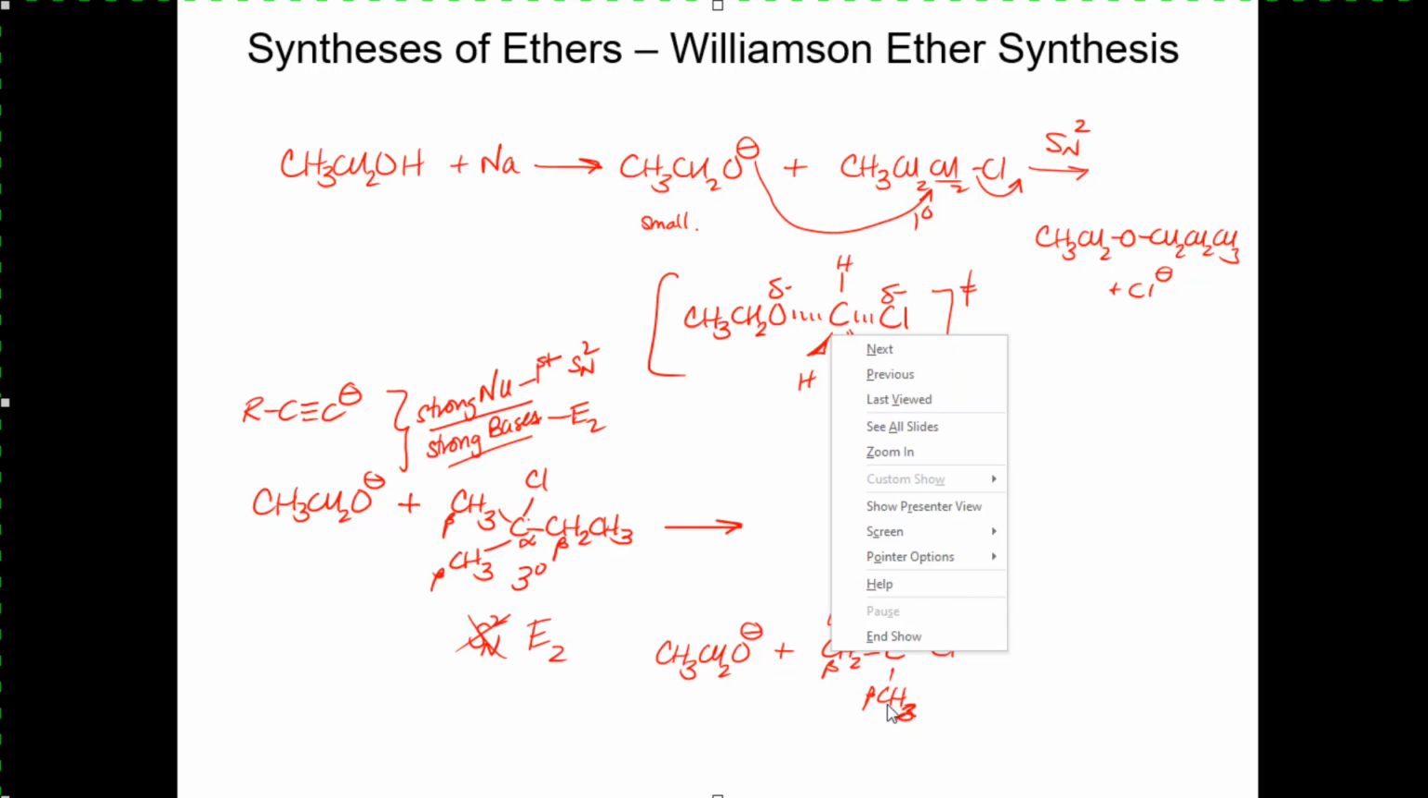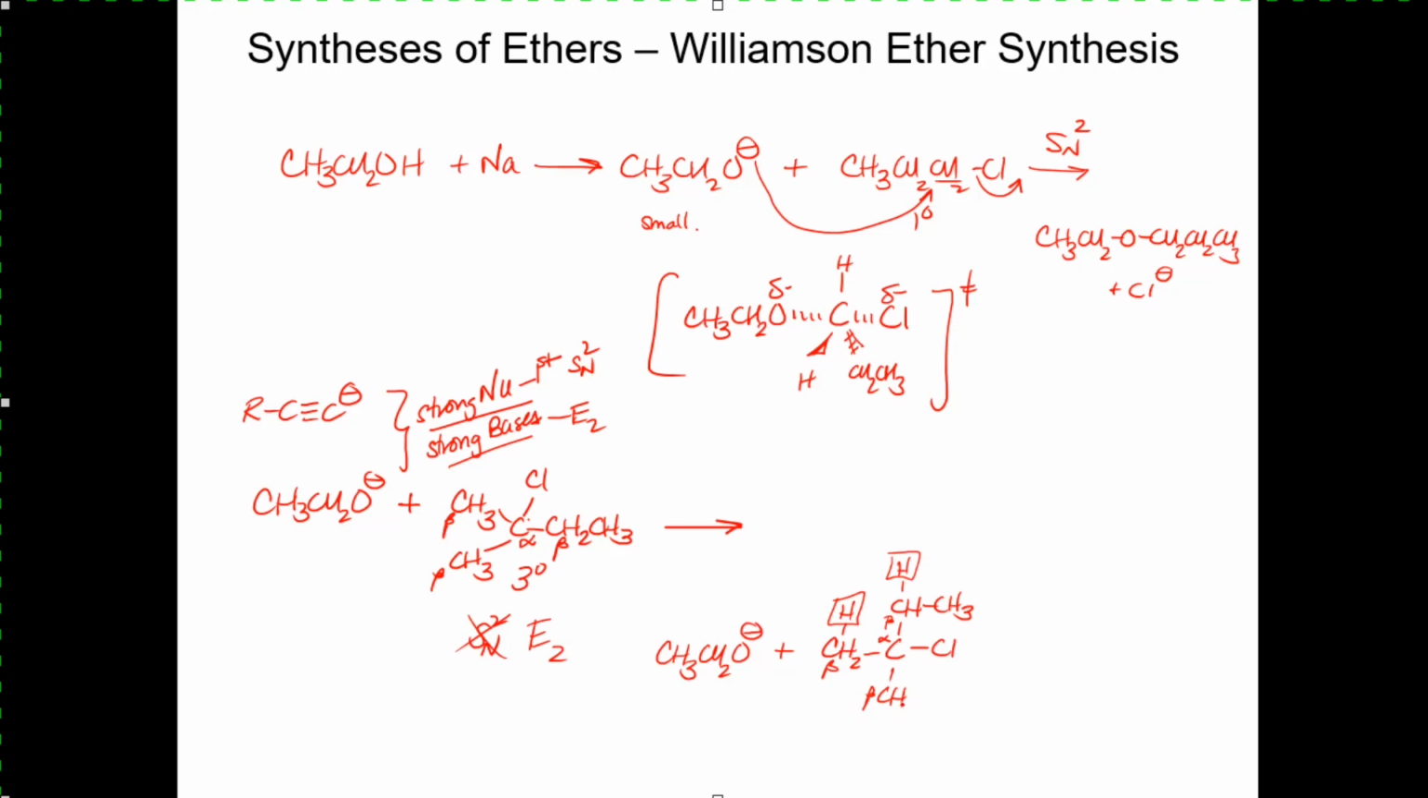Let me erase that. CH3 and make it a CH2 with an H. So there's 3 beta hydrogens, but if I called this beta hydrogen A, that would be A, and that would be B, so that these two would give the same product. So this reaction is going to go by E2, because as a tertiary halide, this cannot undergo SN2. It's only going to undergo E2.